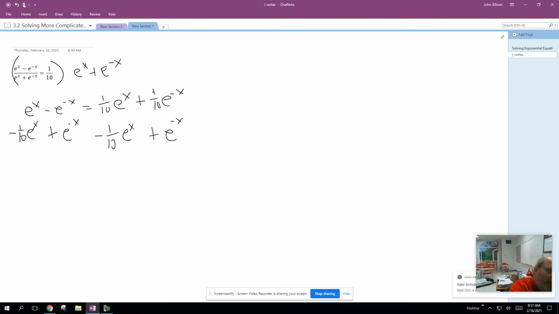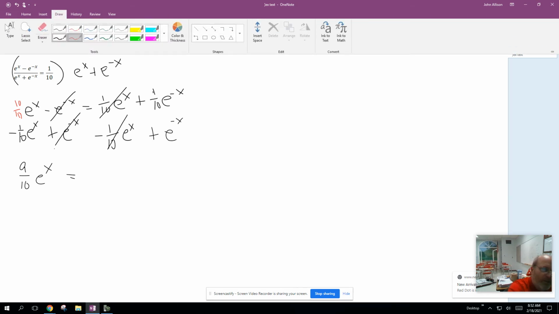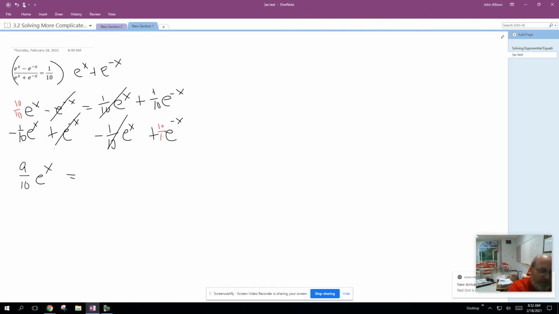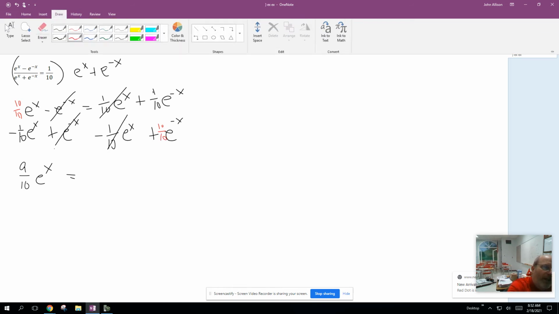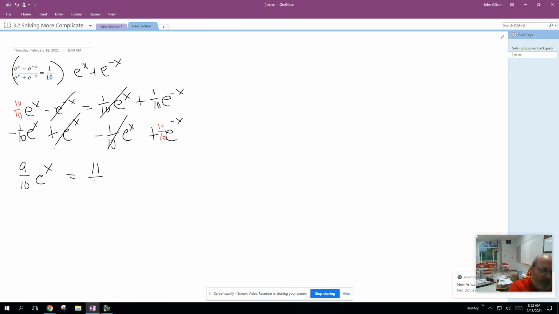Remember that 1 e to the x is also 10 over 10 times e to the x. So when I subtract the 1/10 e to the x, I end up with 9/10 times e to the x. These cancel. These cancel. And here, 1 times e to the negative x is 10 over 10 times e to the negative x. So when I add those, I end up with 11/10 e to the negative x.